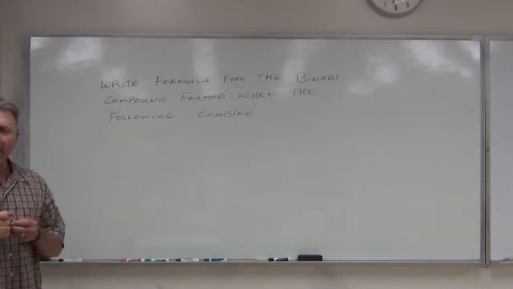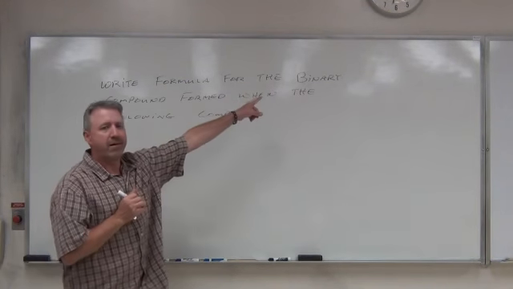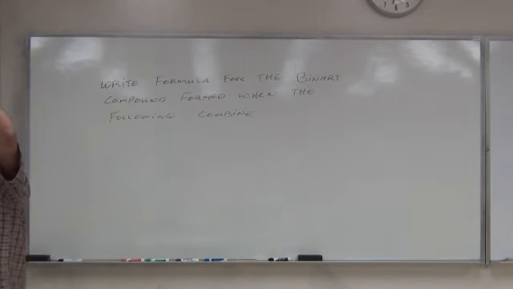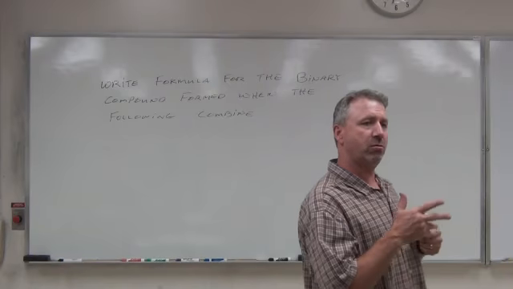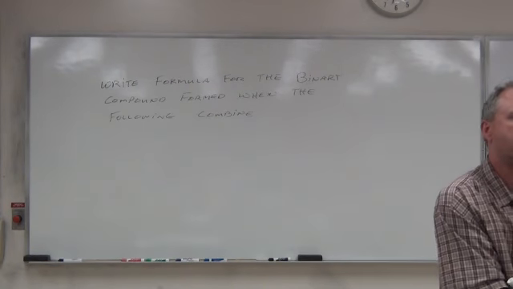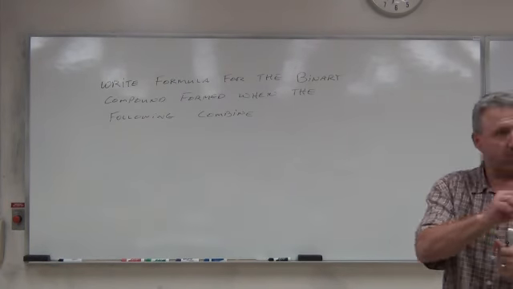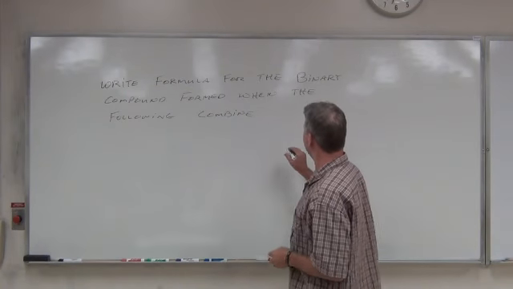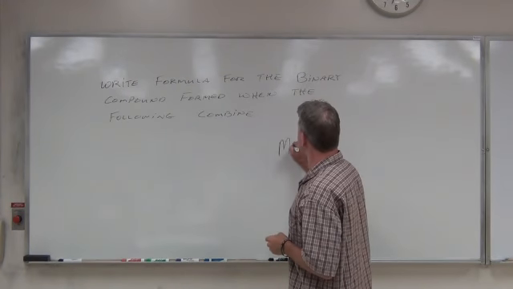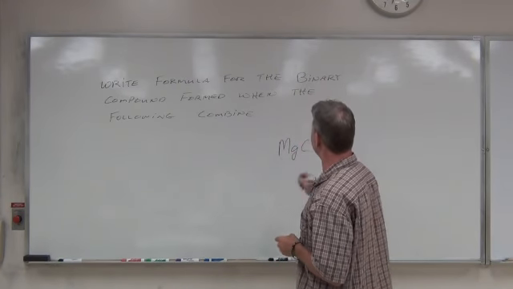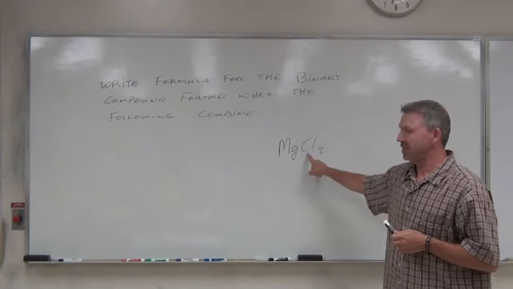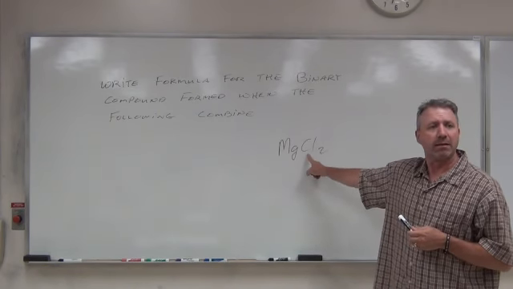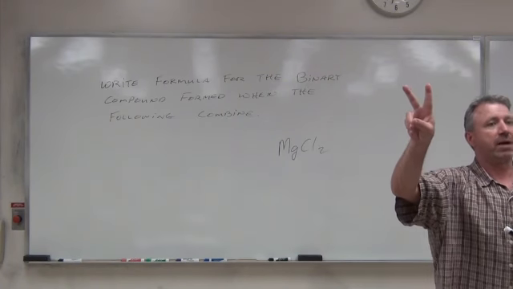Okay, binary. What's binary mean? 2, right? It's 2. So right now we're only talking about compounds that contain 2 types of elements. Not 2 total, just 2 types. So you can have, for example, MgCl2. This only contains magnesium and chloride. But that's 2. That's why it's binary.